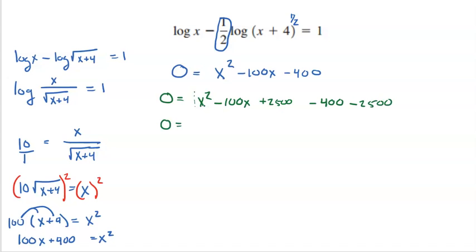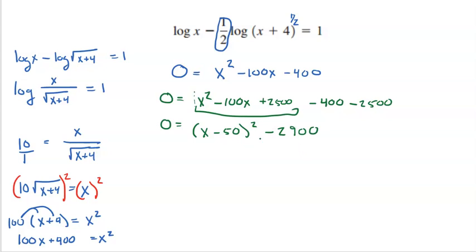All right, so now I'm going to factor this part, which is going to be kind of nice. So that's going to be x minus 50 squared. Again, that's the x squared. That's the negative 100x in the middle. And then the negative 50 squared is the 2,500. And then I have negative 400 minus 2,500 is minus 2,900. Not too bad, right?